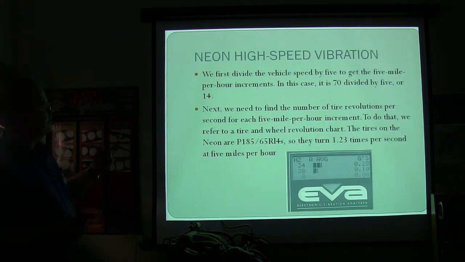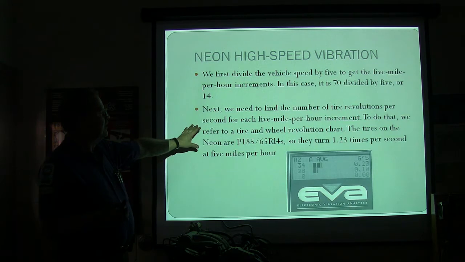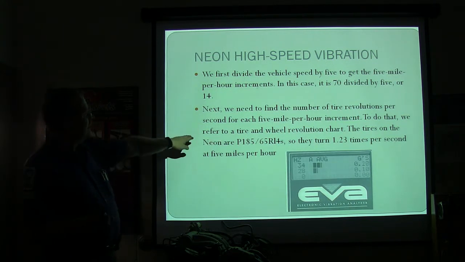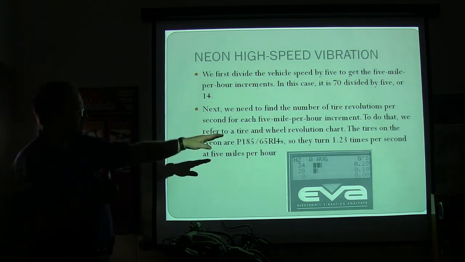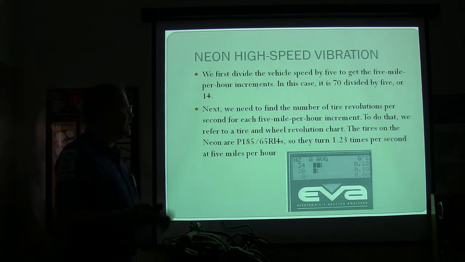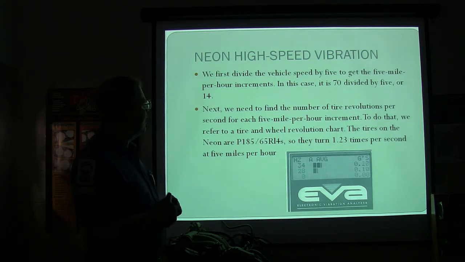All right, we divide the vehicle speed by 5 to get the 5 mile per hour increments. It's 70 divided by 5, which is 14, so we need to find the number of tire revolutions per second for each 5 mile per hour increment. To do that, we refer to a tire and wheel revolution chart like the one I told you about online. The tires on the Neon are P185/65R14, so they turn at 1.23 times per second at 5 miles per hour.